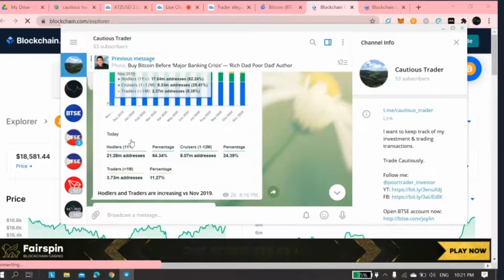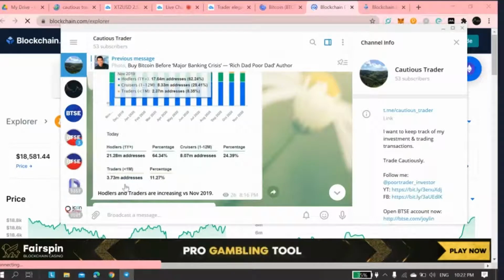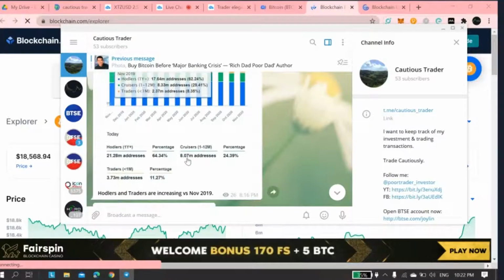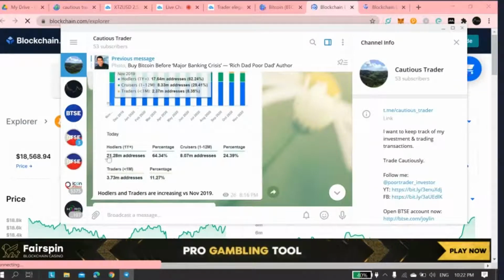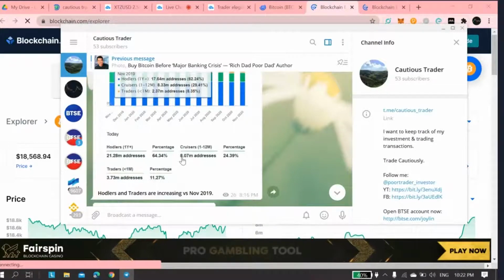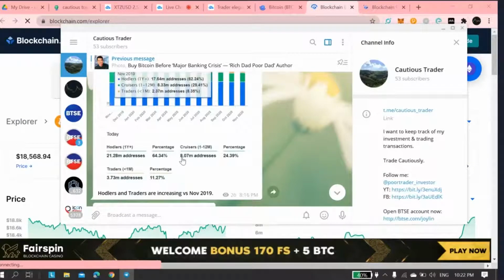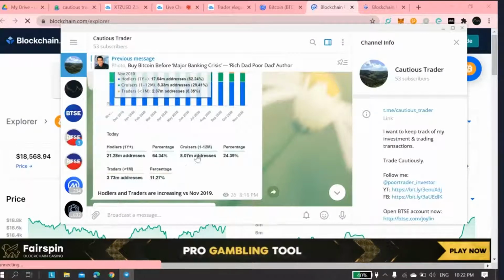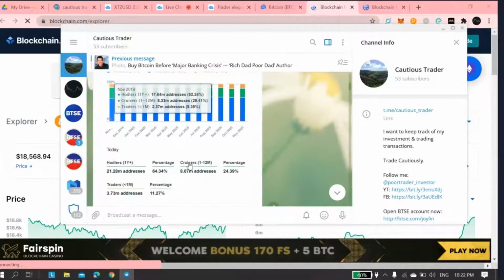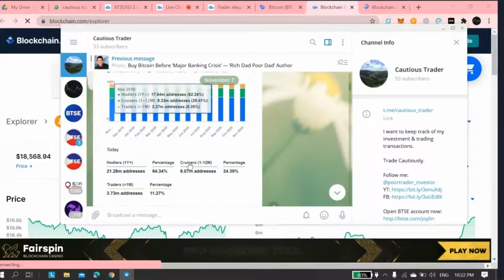So the total of this is 21 plus 8 plus 3. So let's just round it off. 22 plus 4, so 26. 26 plus 8, around 32. 32 million holders. So imagine if this will increase.